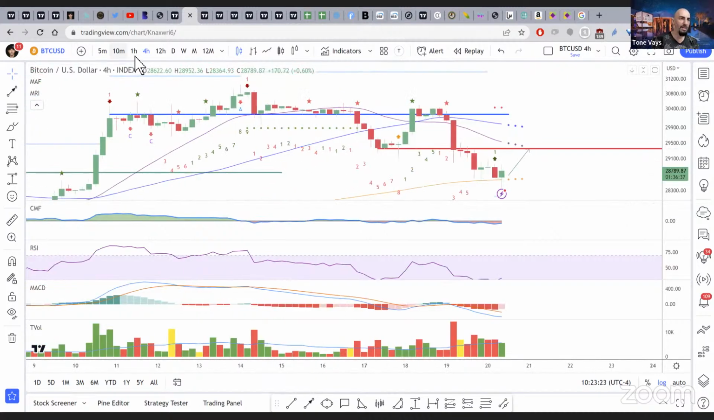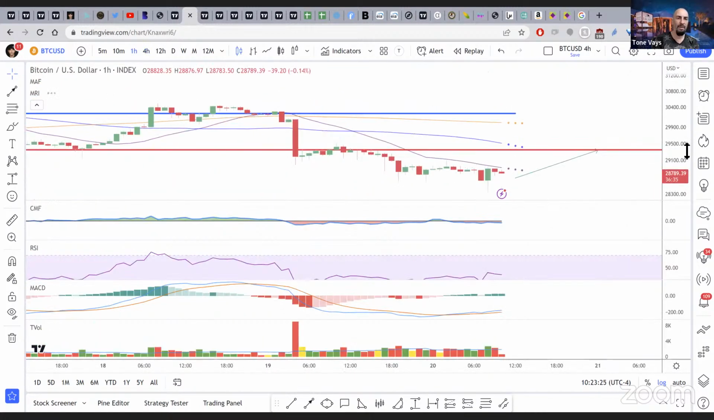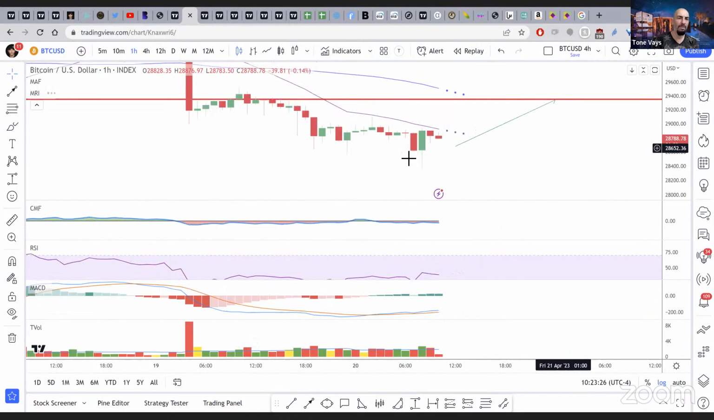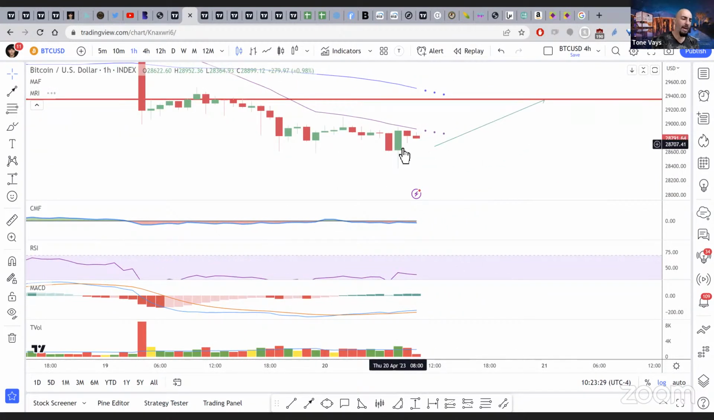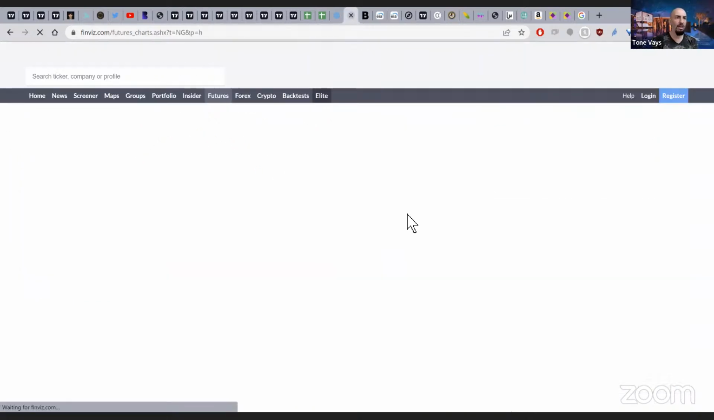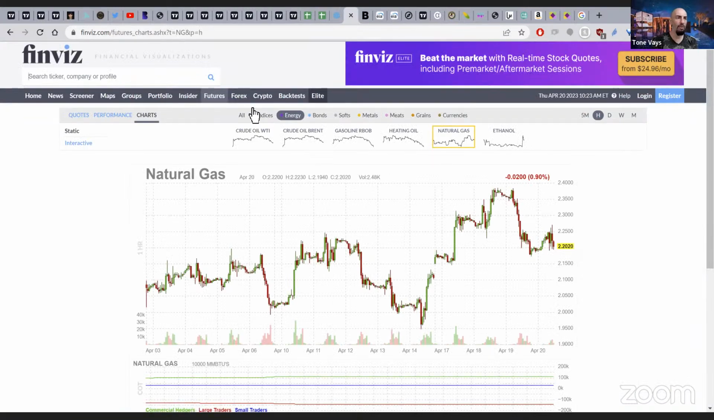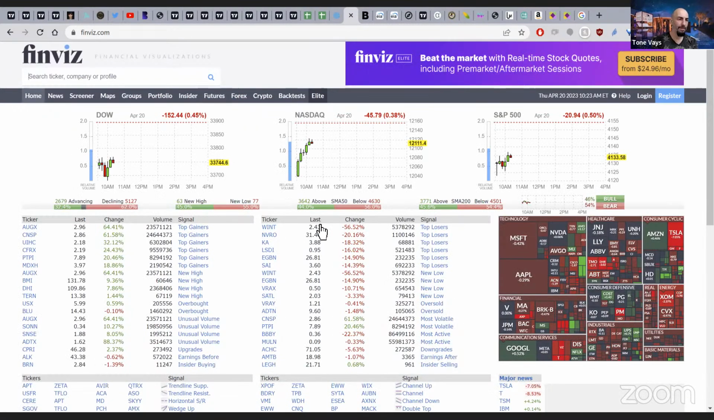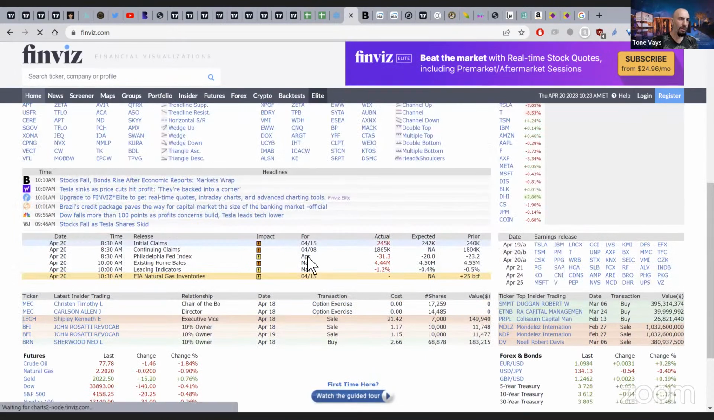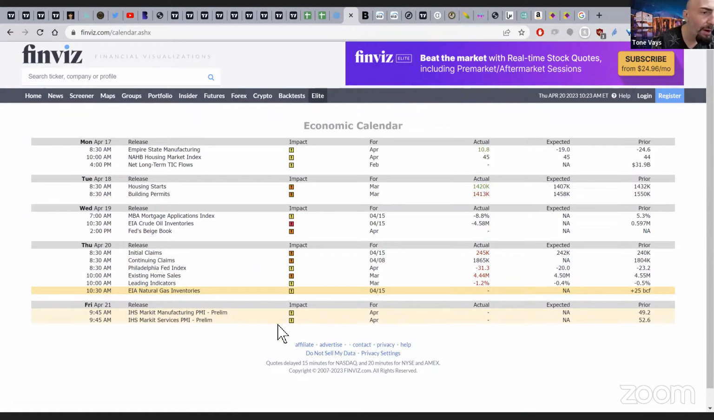Let's move up. Let's glance at the 1-hour chart. Let's see what happened there a few hours ago. Might have been some 8:30 announcement. There's definitely economic announcements at 8:30 in the morning. Let me see if anything was announced at 8:30 this morning.